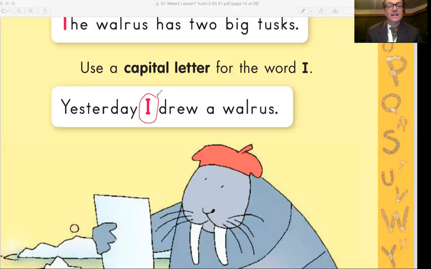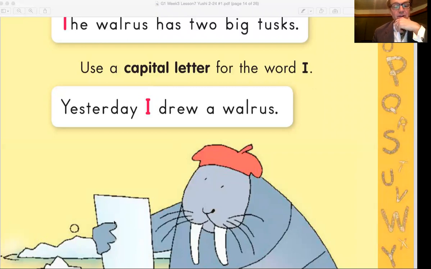This big red one is correct. Nice and tall. It's like if you're going to go stand up very straight and say, I. See how straight that is? I. Big, tall, capital letter. That's what it is. Always remember to capitalize the word I. It's really important.